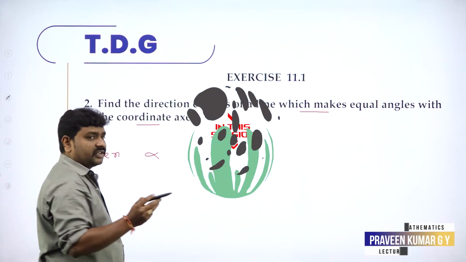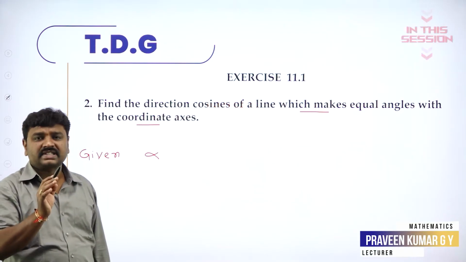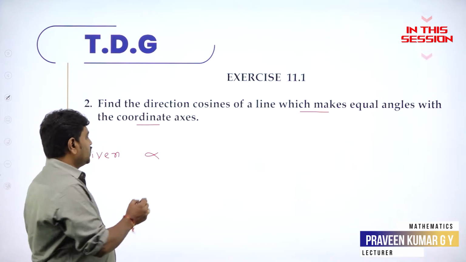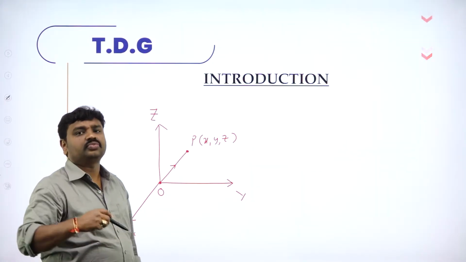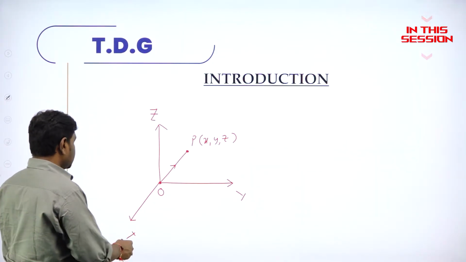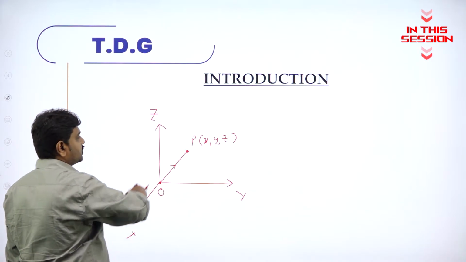Angle made by the vector with x-axis, y-axis and z-axis, all three are equal. Means they give alpha value is same as beta value, in turn is same as gamma value. Vector drawn from origin to the given point is position vector. Three-dimensional representation is what, in terms of x, y and z-axis.